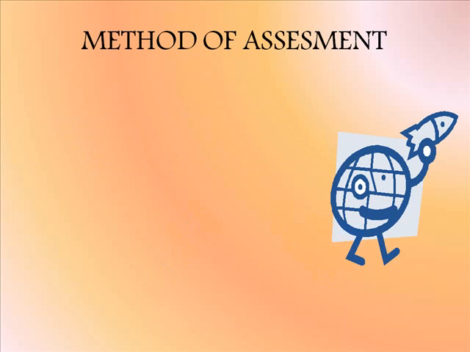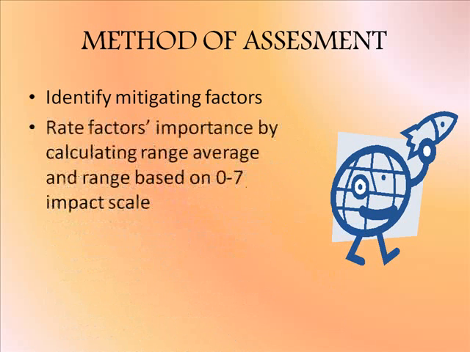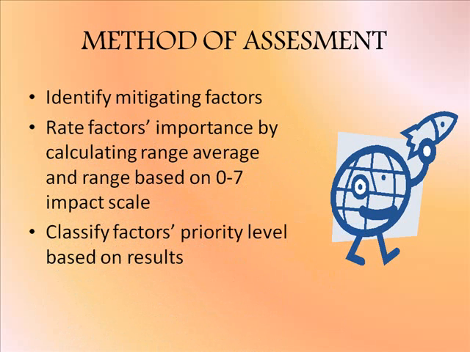Our method of assessment is quite easy. First, we'll identify mitigating factors that influence her decision. We'll rate these factors' importance by calculating both their range and an average based on a 0 to 7 impact scale. We'll classify these factors' priority level based on the results.